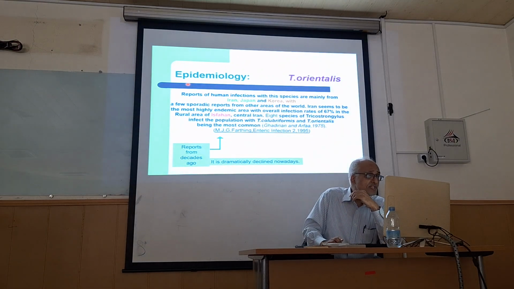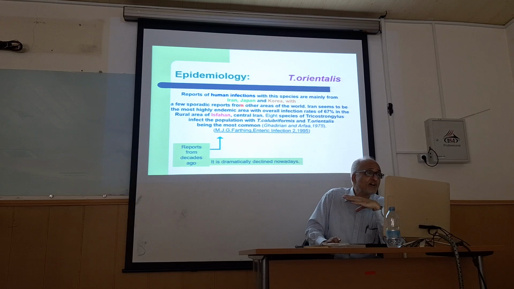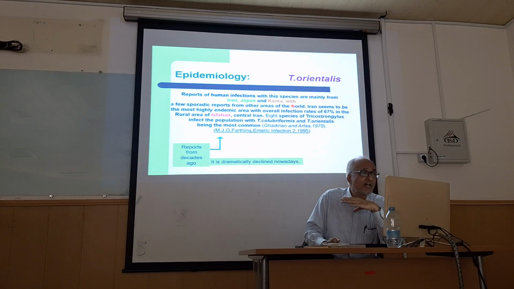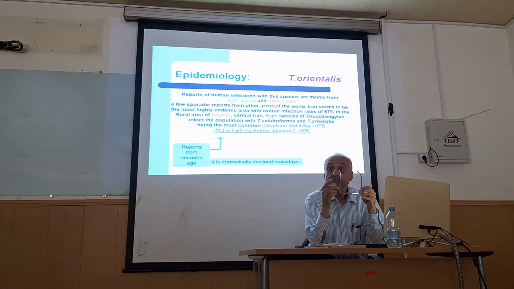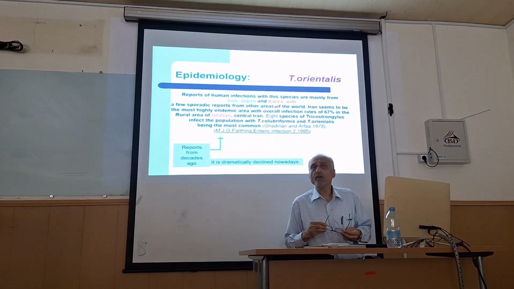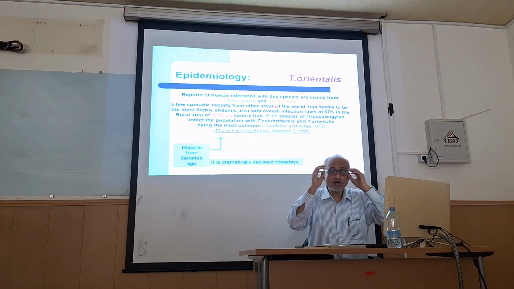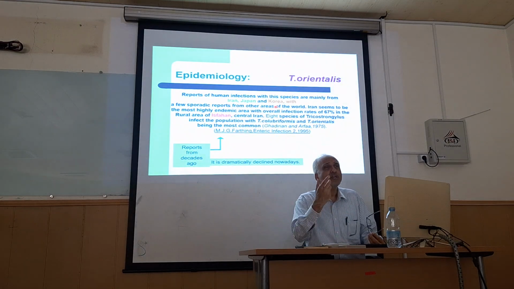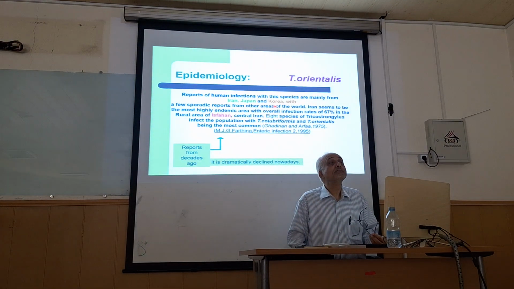Concerning the epidemiology, reports of human infections with this species are mainly from Iran, Japan, and Korea, with a few sporadic reports from other areas of the world. Why? This is a question. Why is this very prevalent form just recorded in Iran, Japan, and Korea? Why? I need to hear your answer. Does it have to do with seafood or something? No.